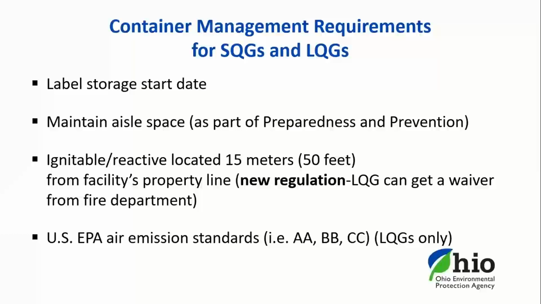Containers in the central accumulation area need to be labeled with an accumulation start date, and proper aisle space needs to be maintained. Ignitable and reactive waste need to be located 50 feet from the property line. However, the new rules will allow LQGs to get a waiver from their fire department. And if you're an LQG, the containers also need to comply with the US EPA air emission standards.